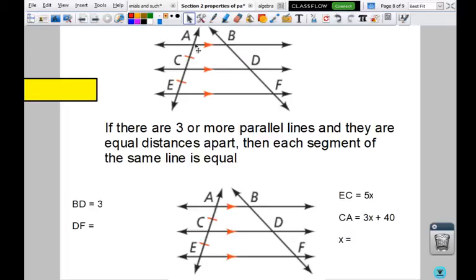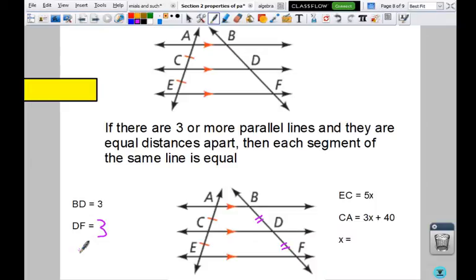Alright, so as long as I know all 3, we are almost done, let's finish strong. If I have one line that shows me all 3 of these are equal distances apart, I can look at any line that goes through all 3 of them, and I know each piece is the same. So, even though I don't have any marks on this one, because I have the marks here and here, I know that this piece is congruent to this piece when we have 3 or more parallel lines. So if BD is 3, DF is 3.